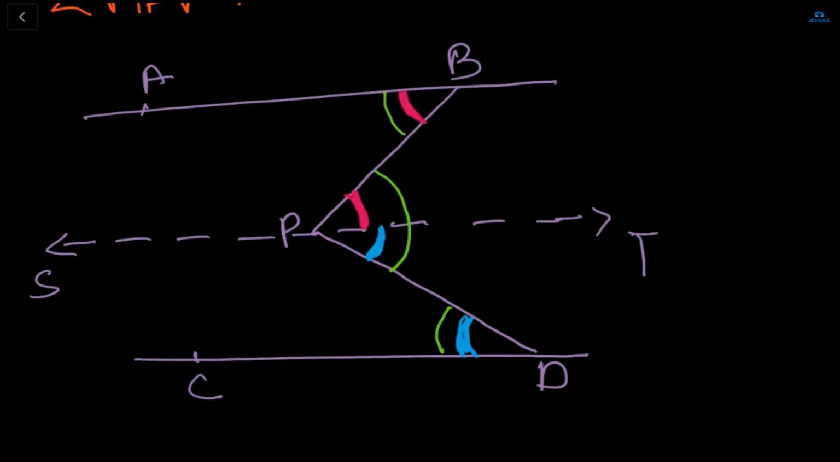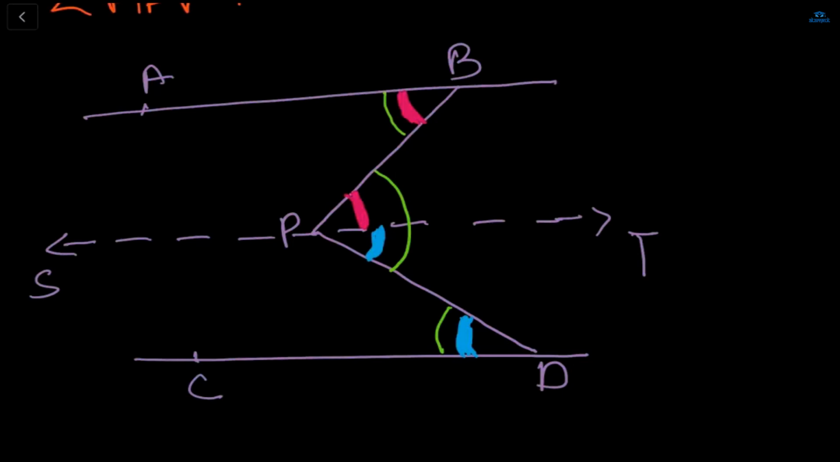Can you clearly see here? I have marked it in pink color. This ABP will be equal to BPT, alternate interior angles. And since CD is also parallel, angle PDC would also be equal to TPD. See this blue one, this is TPD, equal to PDC. Then below the blue one, same, alternate interior angles.